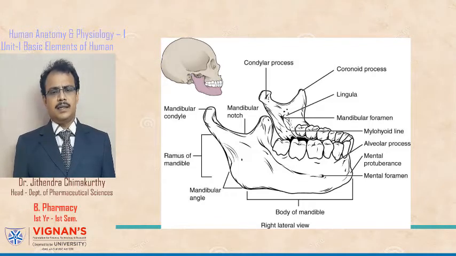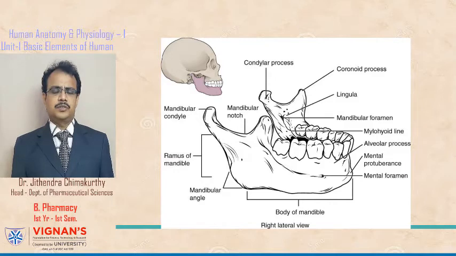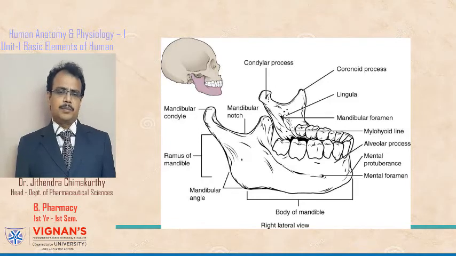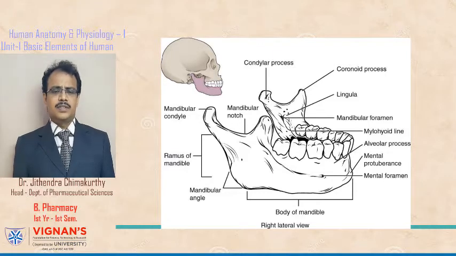And superiorly, this ramus consists of two processes. They are the condyloid process and the coronoid process. This condyloid process gives attachment with that of temporal bone to form the temporomandibular joint, whereas the coronoid process gives attachment to the muscles which facilitate the movement of lower jaw and help in chewing.